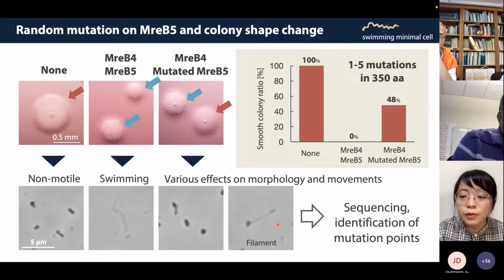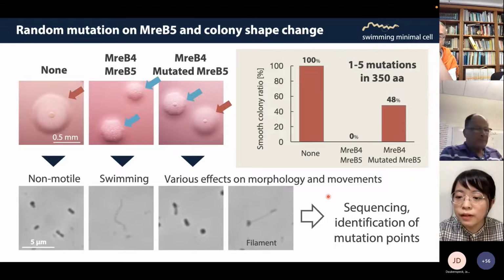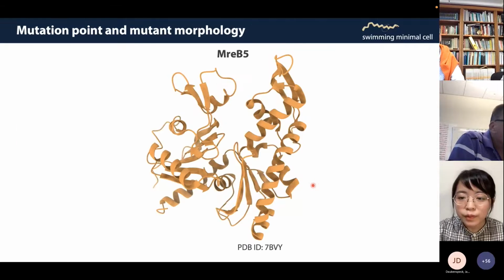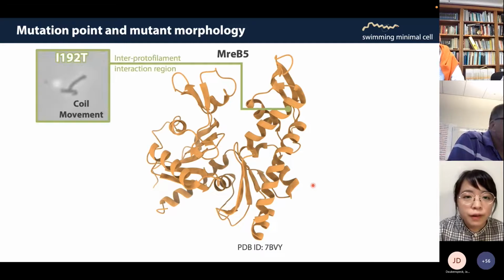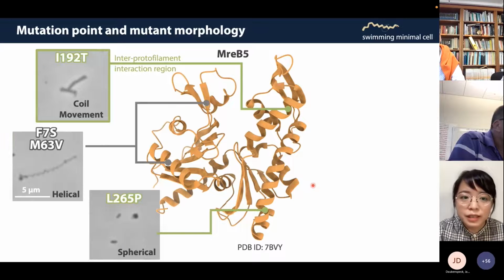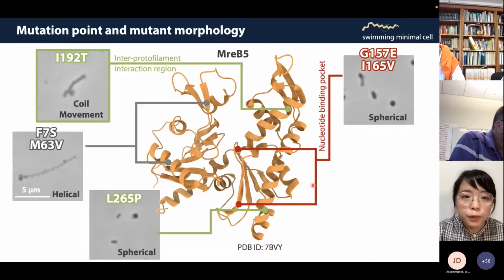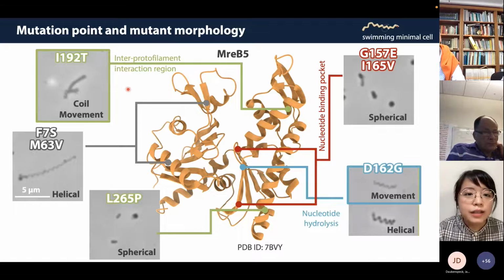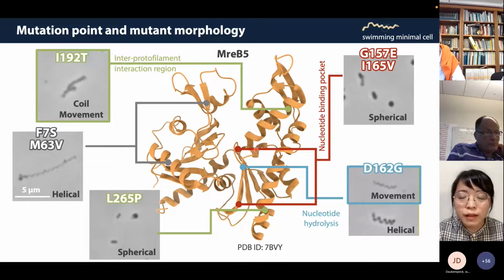So we tried sequencing and identified mutation points on MRAB5. So far, we found some interesting mutations and morphology or movements, like here. So we will continue this screening on random mutation on MRAB5, and hopefully we would like to see the lab evolution of the motility in the near future.